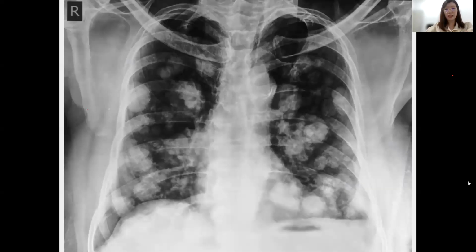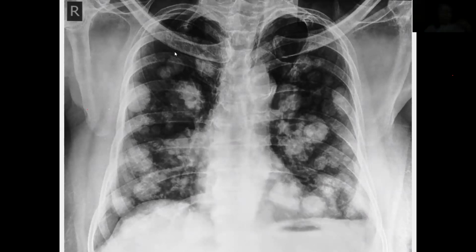So what about this X-ray? Anyone can answer? Cannonball. Description for this X-ray? Anyone? Cannonball lesion. METS. Okay, METS is the diagnosis. We want description. Hey, can you hear me just now? Can? Okay. Multiple malignant nodules.